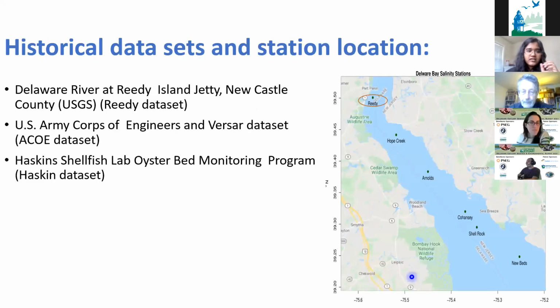So now I'm going to talk about historical datasets and station location. We have narrowed it down to 3 main datasets. One is the Delaware River at Reedy Island Jetty, Newcastle County dataset, which is from USGS. I'm going to refer to it as the Reedy dataset throughout my talk. And I have 5 oyster bed stations. One is Hope Creek, another one is Arnold's, another one is Cohansey, and Shell Rock and New Beds.